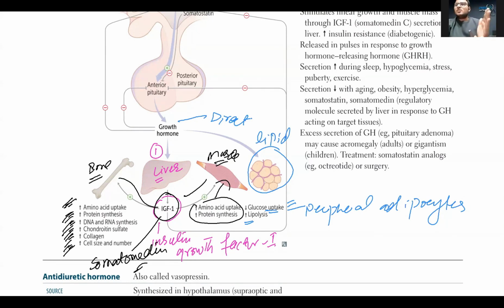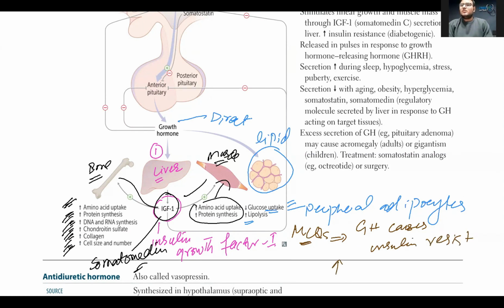So that's the reason growth hormone causes insulin resistance. I will tell you here the MCQs. Growth hormone causes insulin resistance and increases hyperglycemia, and it increases the risk of diabetes mellitus.